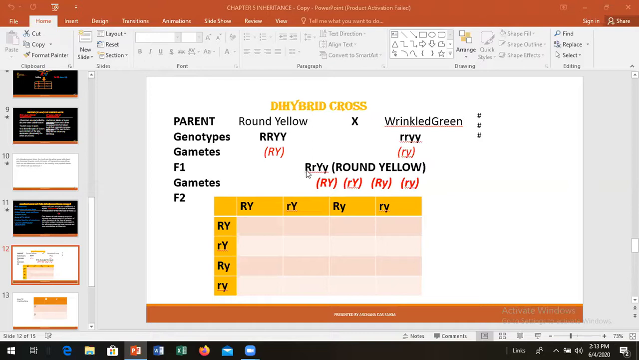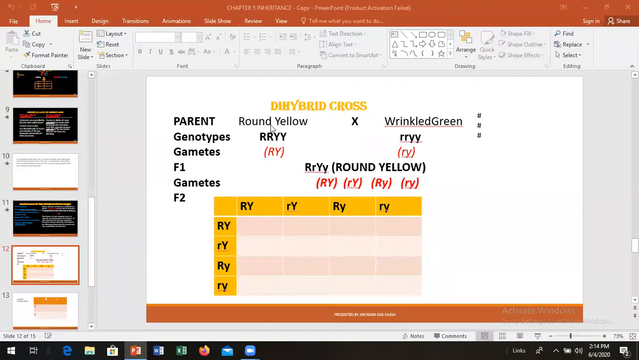And when we see the genotype, it is capital R, small r, capital R coming from one parent, small r coming from the other parent. So that means in this plant, the factors for both round and wrinkled are present. Similarly, factors for yellow and green are present in that same plant. Heterozygous condition. But in expression, it will not show both characters, it will show only the dominant one. This is the F1 generation.